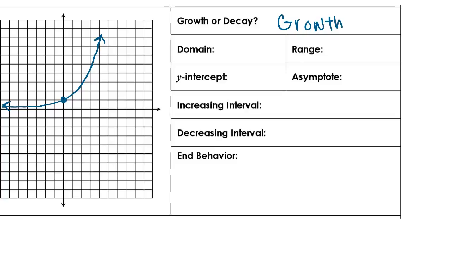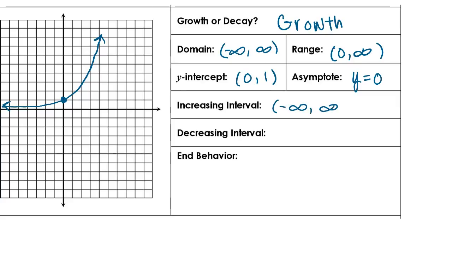Again, domain and range are going to be the same again. So domain is going to be all real numbers. The range is going to be super close to 0, but not ever touching it, to positive infinity. Our y-intercept was at (0, 1). Our asymptote is going to be horizontal at y equals 0. Increasing from negative infinity to positive infinity, decreasing none, and then again our end behavior.